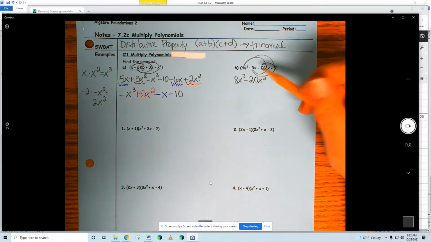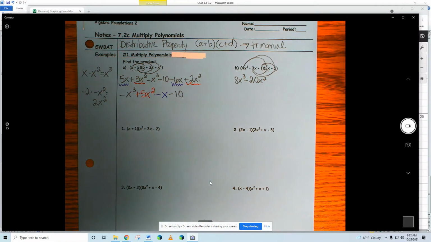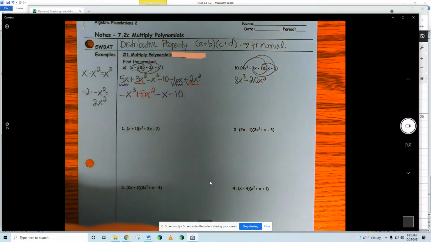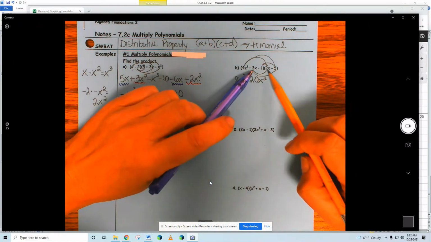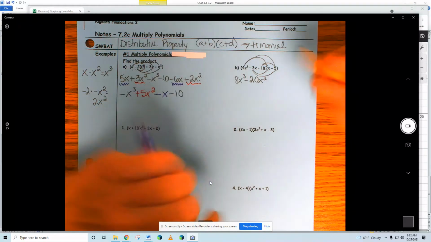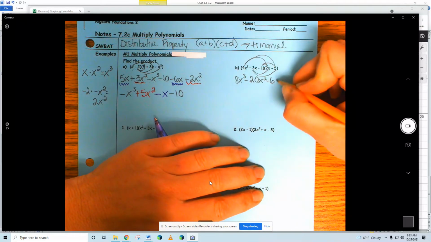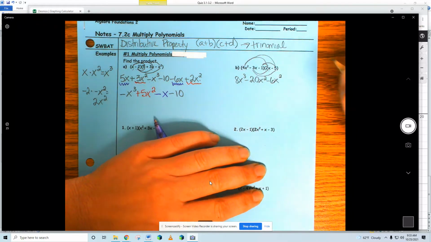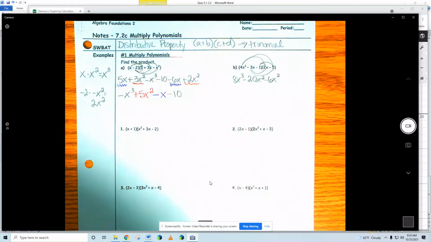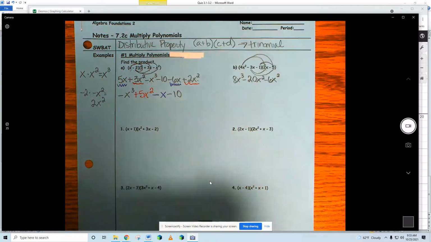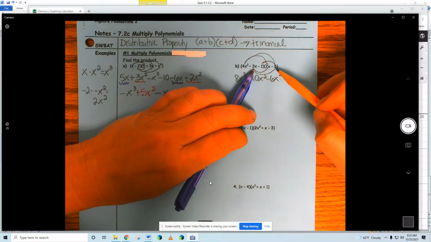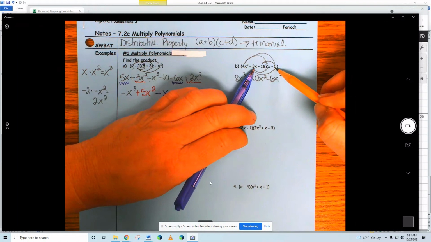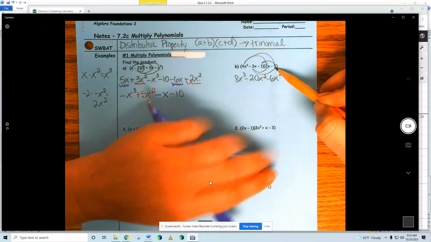Now do the negative 3x. Remember, there's a negative sign in front of 3x. Negative 3x times 2x. Negative 6x. I just did x times x, x squared. Negative 3x times negative 5. Positive 15x.